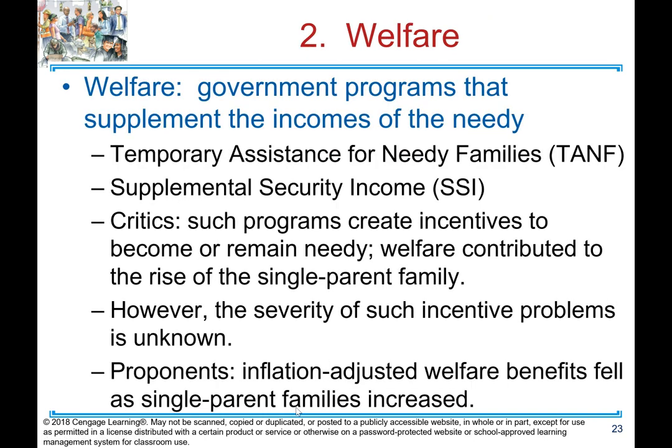Number two, welfare. Welfare is a government program that supplements the incomes of the needy. They include Temporary Assistance for Needy Families, TANF, and Supplemental Security Income, SSI. Critics maintain that such programs create incentives to become or remain needy. Welfare contributed to the rise of the single parent family. However, the severity of such incentive problems is unknown. Proponents maintain that inflation adjusted welfare benefits fell as single parent families increased.